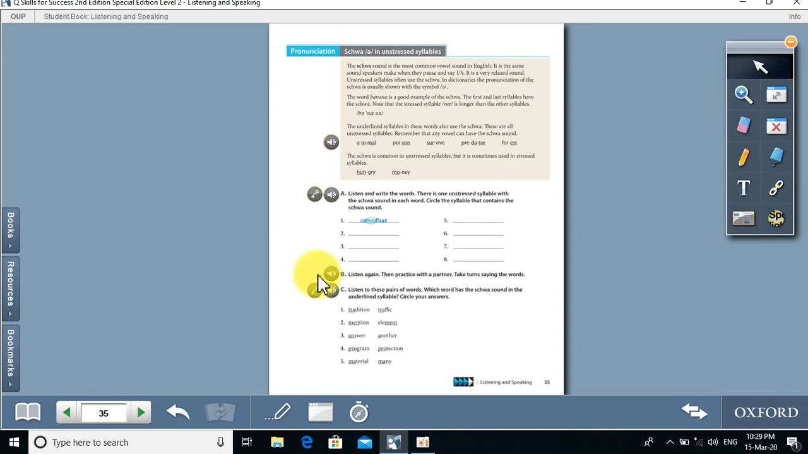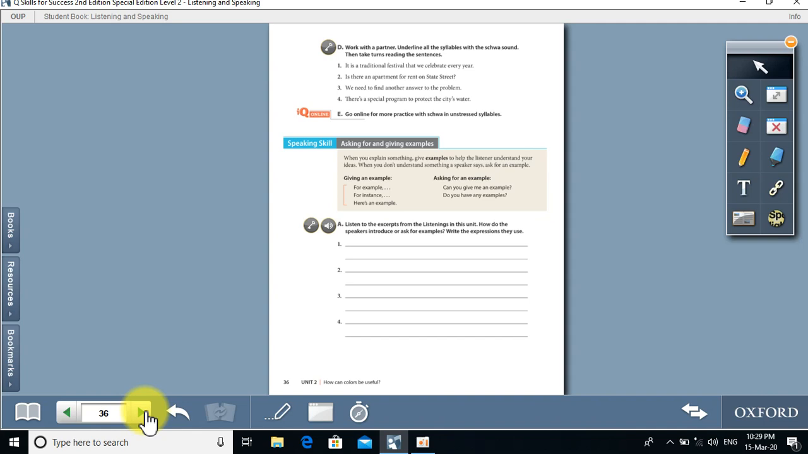Okay, activity B. Listen again, then practice with a partner. Take turns saying the words. You have to say the words and identify the schwa sounds. Okay, now activity C. Listen to these pairs of words. Which word has the schwa sound in the underlined syllable? Circle your answer. These are the words. Okay, now on the next page, page number 36. Activity D. Work with a partner, underline all the syllables with the schwa sound. Then take turns reading the sentences.